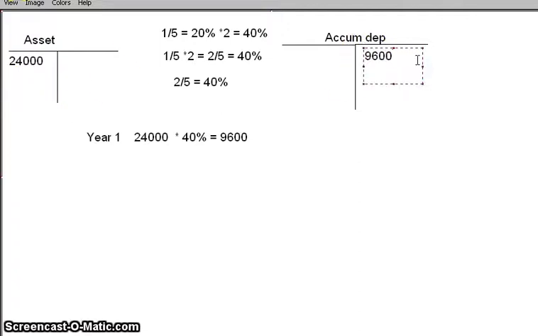And it's a contra account to the asset, so it carries a credit balance. Alright, so here we go, moving along. This is how I like to look at it. The $24,000 is the asset cost. Subtract from there the $9,600.